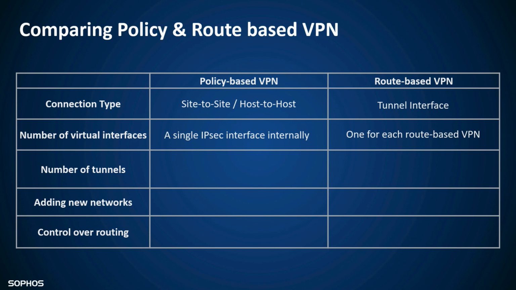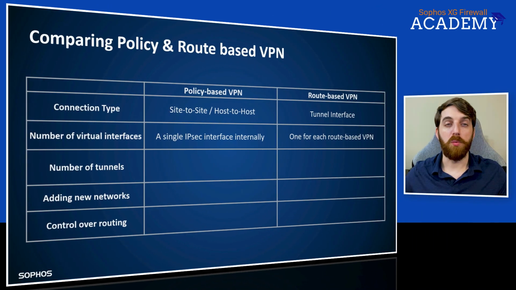With policy-based, you get a single IPsec interface. You do not see this in the XG Firewall. You can see it when you go into the CLI, but this is mainly just used for internal routing purposes. With the route-based, you get an XFRM interface that is configurable, that you can put an IP on and you can route traffic to. This is also a selectable gateway.